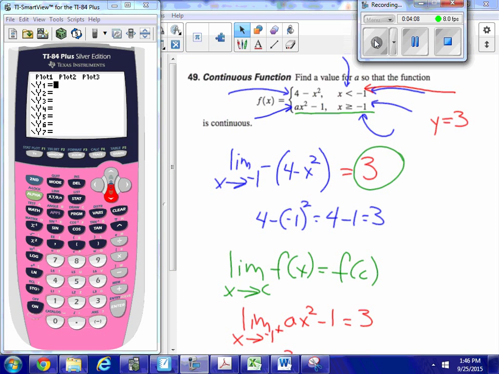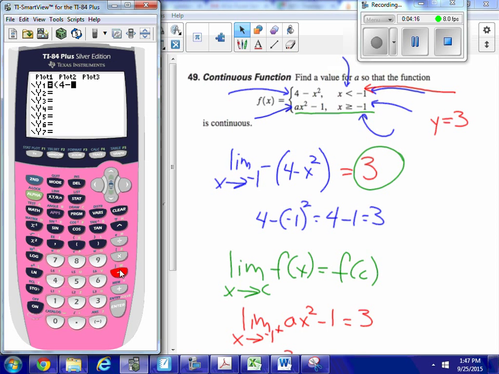Let's just graph it and see if it works. So I'm going to have 4 minus, whoops, wait a second here, parentheses, 4 minus x squared, close parentheses. Now, that is for x less than -1. So I'm going to divide this by parentheses, x, second test, less than, -1, close parentheses. Let's just see what that one looks like. I'm going to go zoom 6. So here's the graph, and it stops right there at -1, just like we had anticipated.